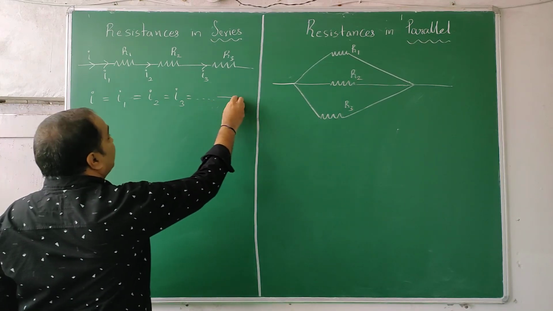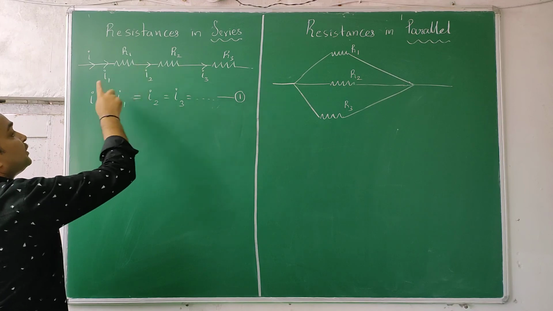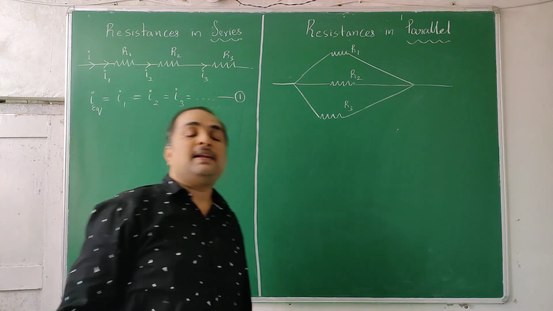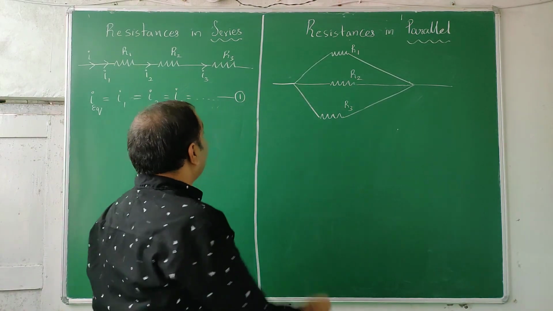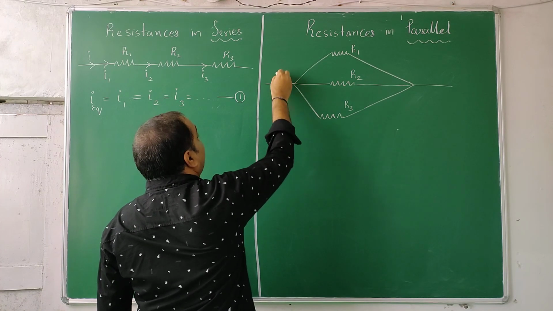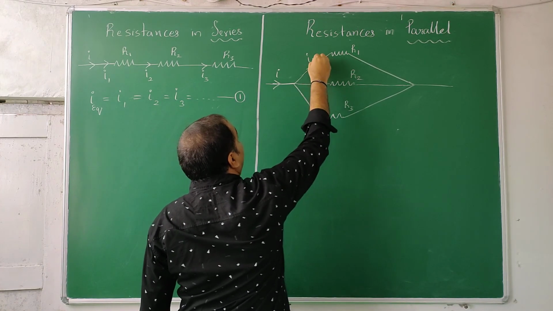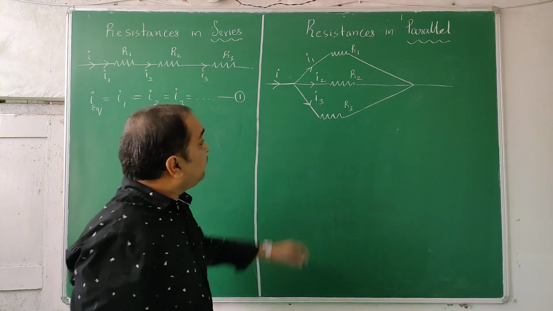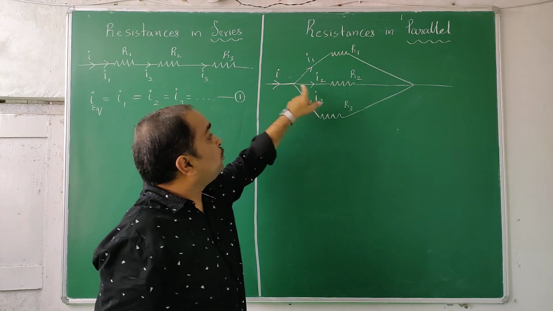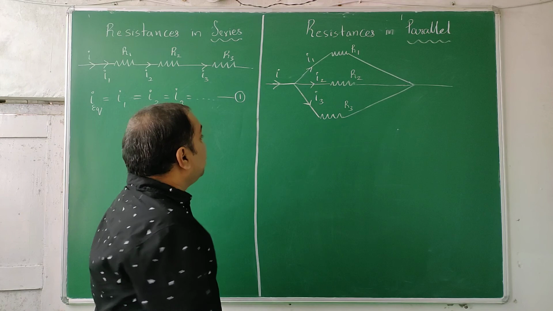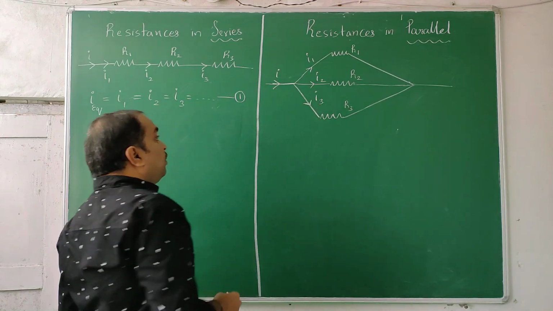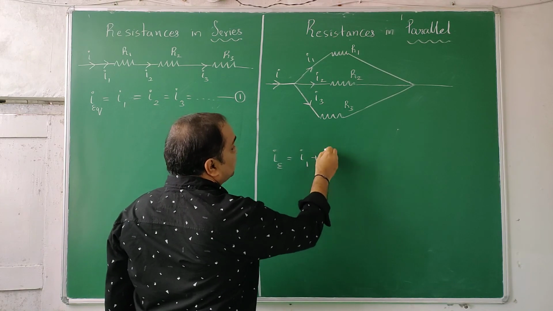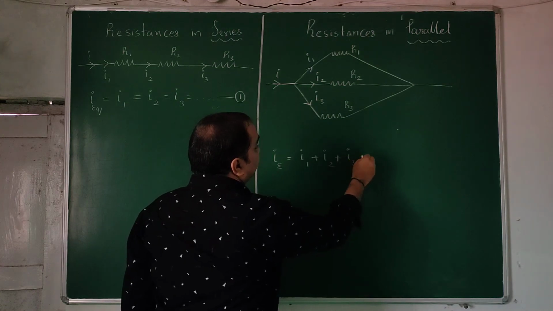So this can be called equation 1, which we are going to use in future. And that current which is passing through all of them, or total current, we write as equivalent current, I equivalent. The reason you will understand in future. Similarly, here if I have a current I and it goes into this as I1, this as I2, and this as I3. Here, whatever current, 10 amperes, comes in goes to 2 and 6 like that. So the current splits. So I equivalent will be equal to the sum of currents: I1 plus I2 plus I3 plus and so on.